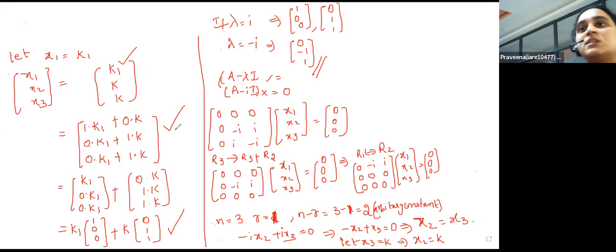Now this is in linear equation form. For that I am separating k1 terms separately and k terms separately. After that, from the k terms we got two eigenvectors, that is 1 0 0 and 0 1 1. Okay?